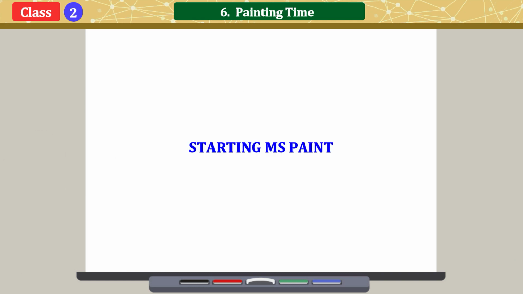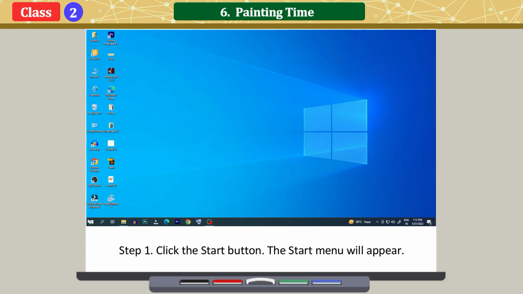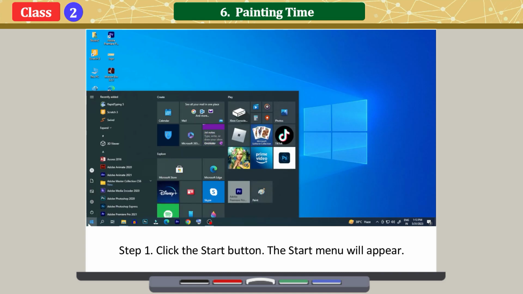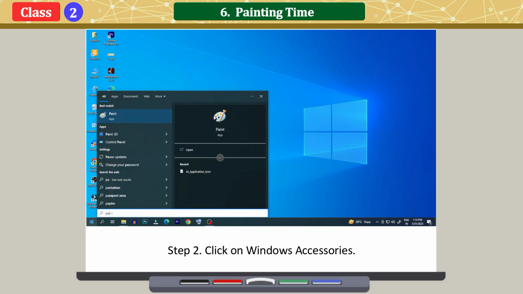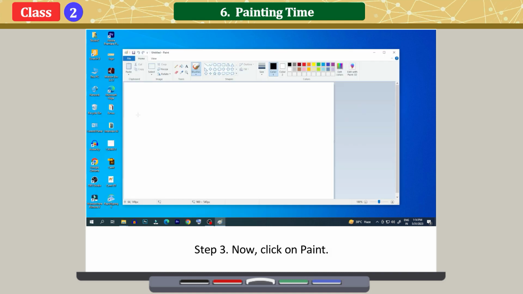Starting MS Paint. To start MS Paint, click the Start button. The Start menu will appear. A list of all the applications appears on the left of the Start menu. Click on Windows Accessories. Now, click on Paint. The Paint program will appear in front of us.